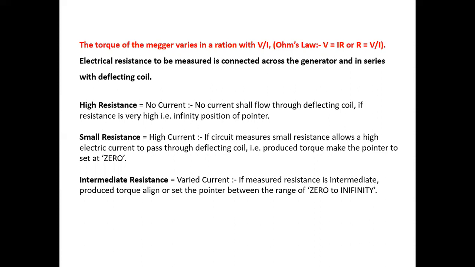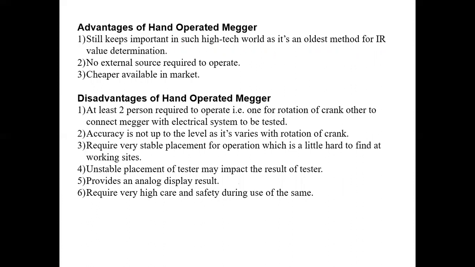When there is an intermediate resistance, that is varied current, the resistance shown by the Megger will also be deflected accordingly. This depends on your current and voltage. This is your torque production. Advantages and disadvantages of the hand operated Megger. Advantages: it still remains important in such a high tech world as it's the oldest method for insulation resistance value determination.